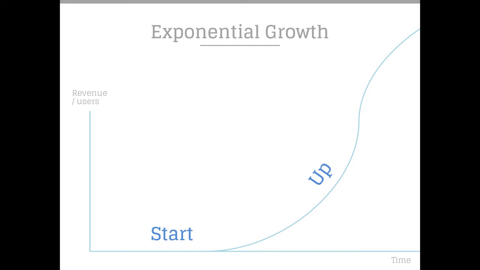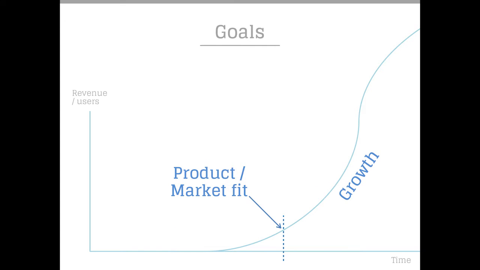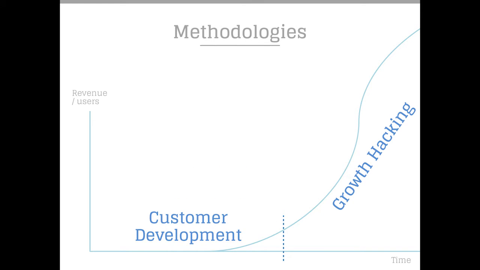We have two phases. In the first phase, we want to obtain something we call product market fit, which is ensuring that we build something that people want. The second phase is about growth, and we can put methodologies on this to obtain these goals. The first one is customer development, and the second one is growth hacking. That's what startups use today to grow really fast and big.